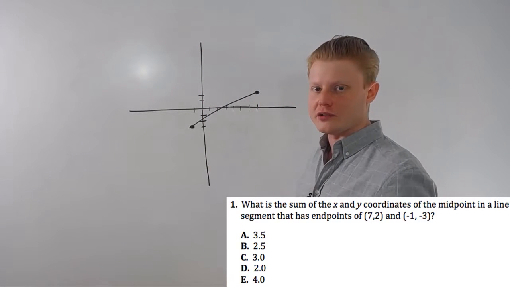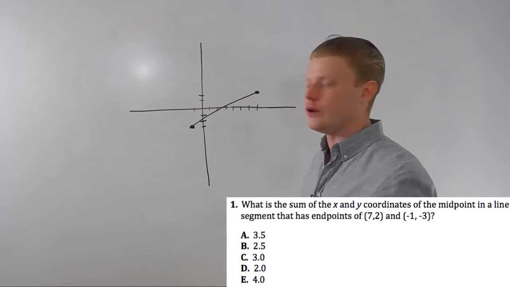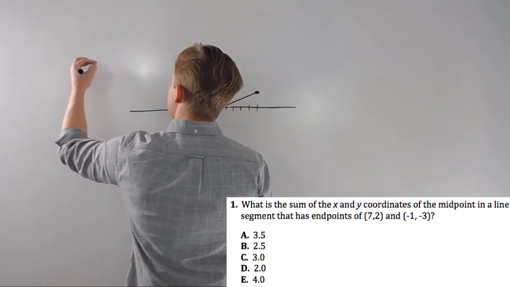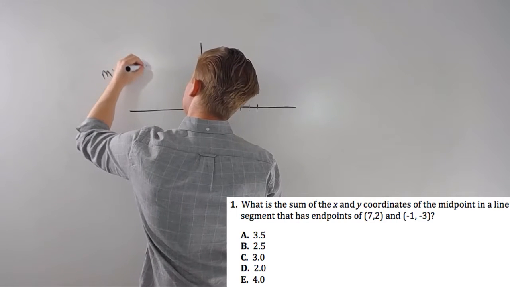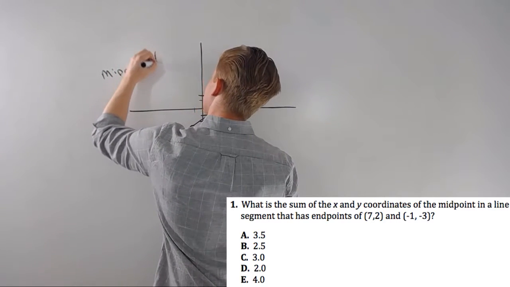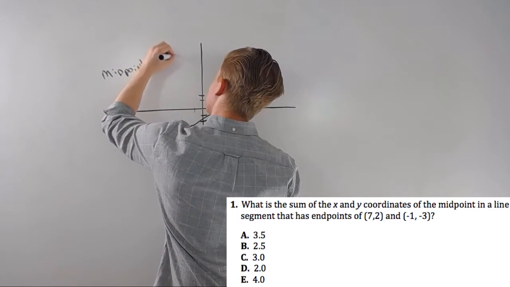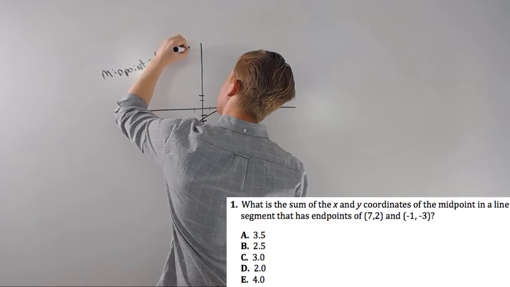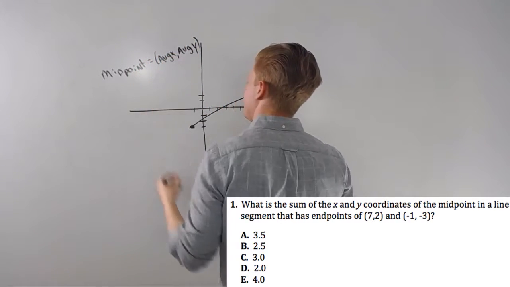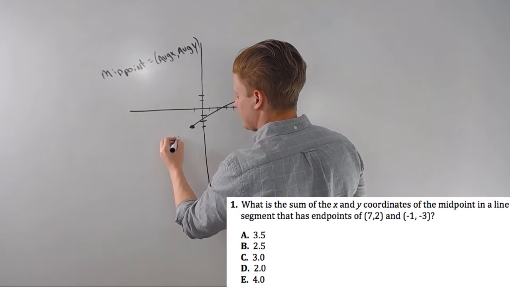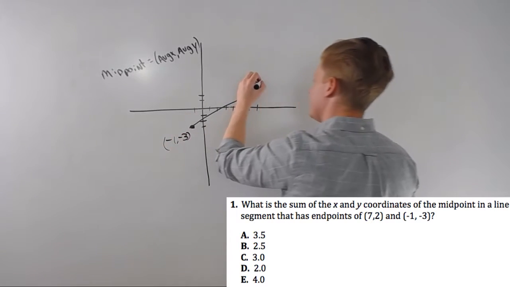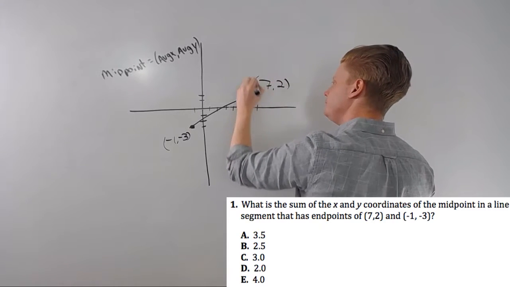So when I started out the video by saying, when you think of midpoints, think of averages, that's all it is. Midpoint is middle point. Midpoint is average X, comma, average Y. Okay, so we've got -1, -3. We've got 7, 2.